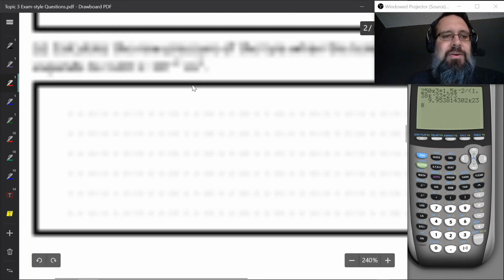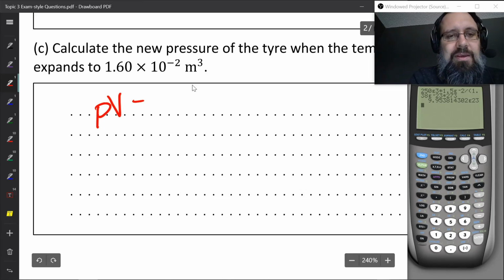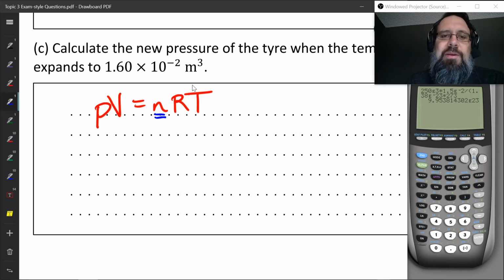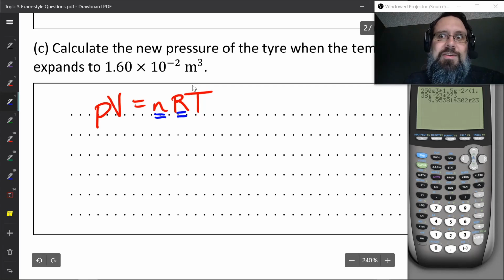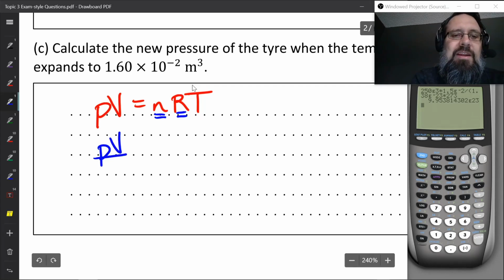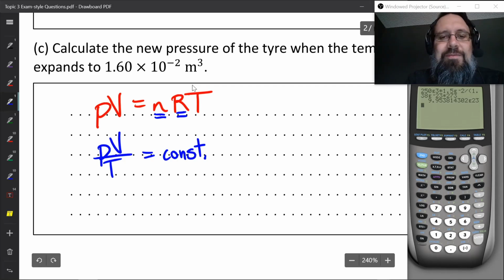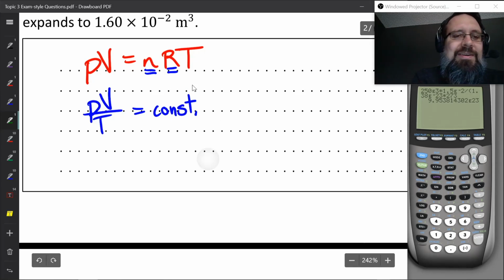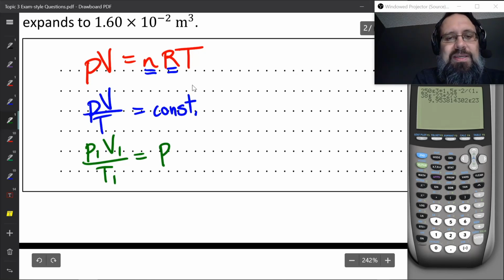But the trick here is to know that PV equals nRT, that quantity has stuff that's going to be constant in it. What's the stuff that's going to be constant? Well, it's a sealed tire, so no particles are going to be able to escape, and the gas constant is constant. And so we know that PV divided by T is equal to constant stuff. And so we know that if we change the pressure and the volume and the temperature, that this ratio has to maintain. So P1 times V1 divided by T1 has to be equal to P2 times V2 divided by T2.